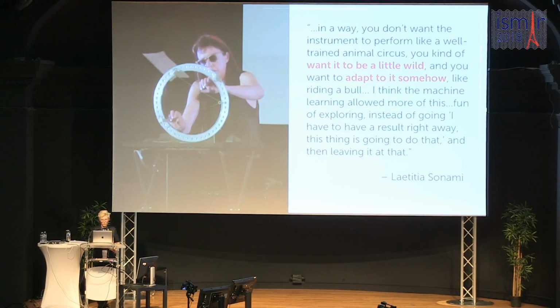And if you read any of the things that Letitia Tsunami has written or said about her own work, I think she's got some very interesting things to say as well about the creative value of machine learning for her. Yes, she's interested in the things that I mentioned, of having rapid prototyping and exploration be easily available. Yes, she's interested in having embodied practices be more easily a part of how she interacts with the computer. But that's not the whole story. If you look at what she's saying here, she says, you don't want the instrument to perform like a well-trained animal circus. You kind of want it to be a little wild. You want to adapt to it somehow, like riding a bull. And I like this, right, because this sounds fun.